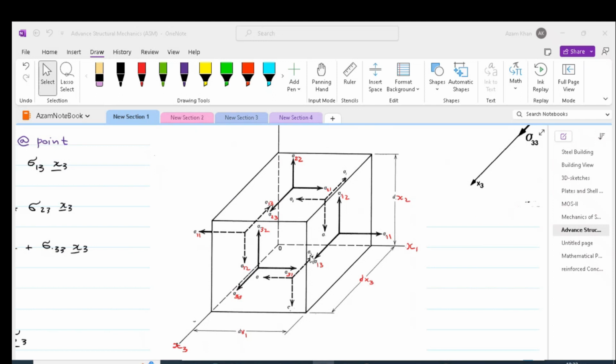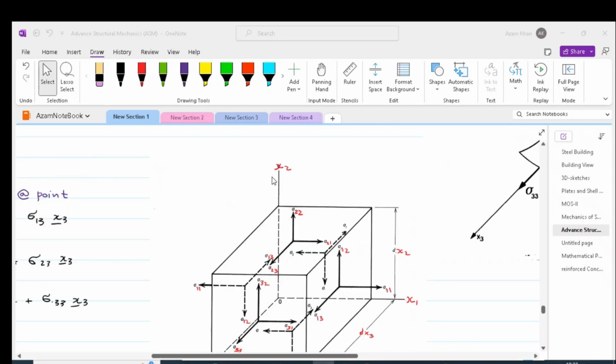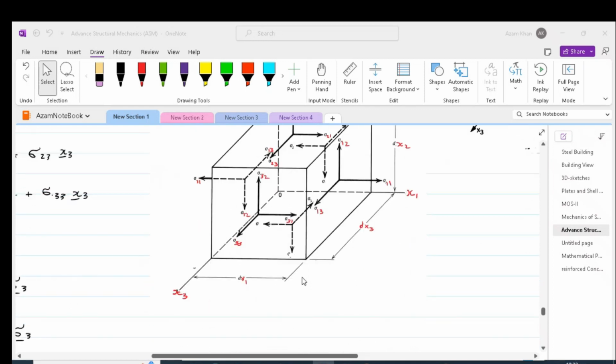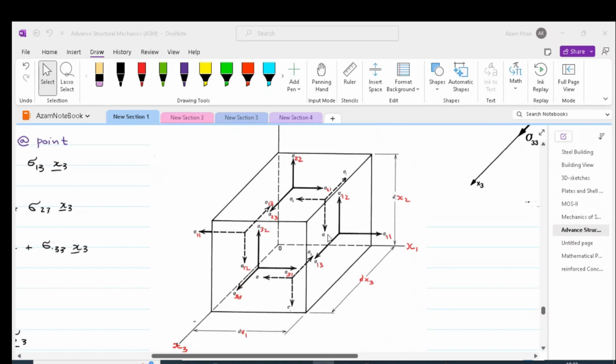So the body force in the x1 direction can be considered as, say, B1 times the volume of the element. The body force in the x2 direction can be considered as B2 multiplied by the volume. And similarly, the body force in x3 can be considered as B3 multiplied by the volume. Please note that higher order terms are not shown in this element.